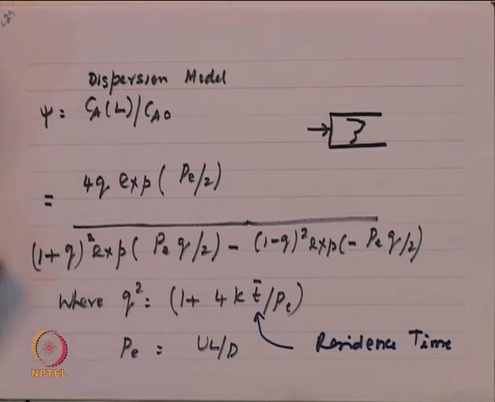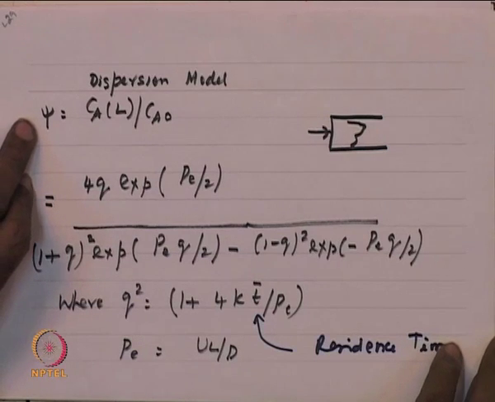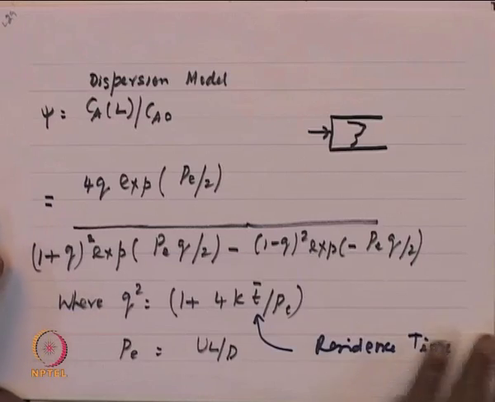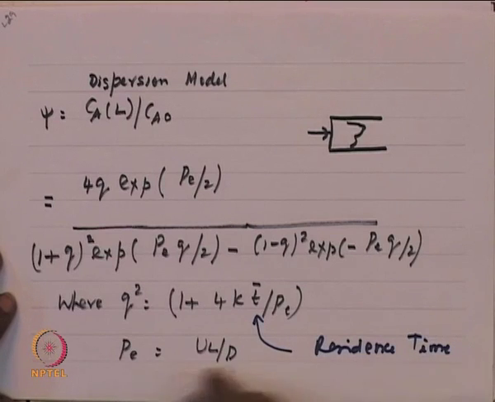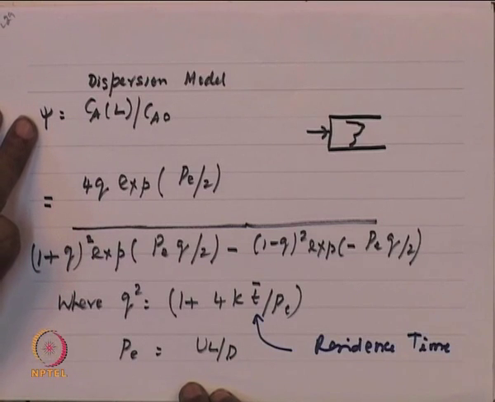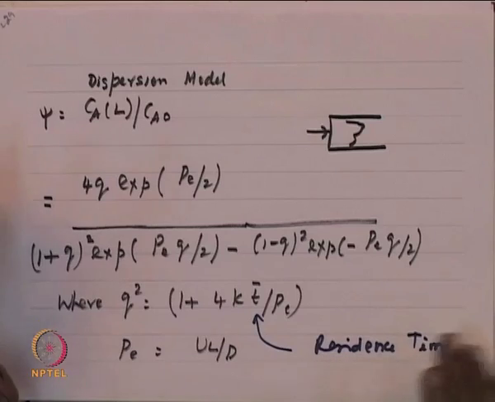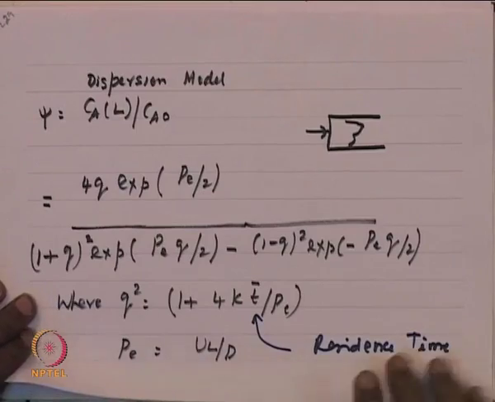So, in other words, for a dispersion model, the performance of the equipment, phi, which is CA by CA0, is given by the right hand side, where our parameters are Q and PE. Both Q and PE are numbers that we know about our reactor. That means, if you have an equipment whose PE and Q are known, then the dispersion model will be able to tell us how this system will perform. So, this is one way of understanding: the moment Q and PE are known, we know how to characterize our system. Now, instead of the dispersion model, suppose we look at a recycle reactor model.